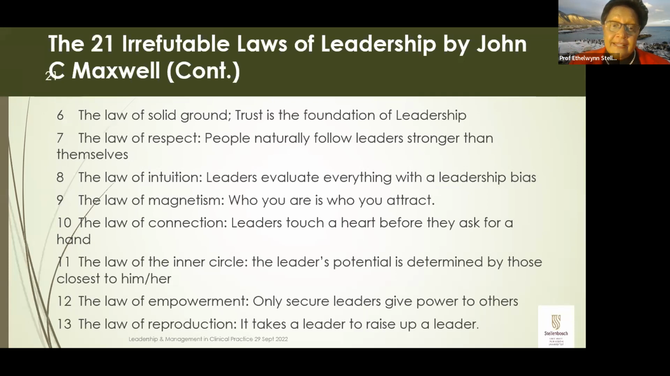And the law of magnetism: who you are is who you attract. If you're a good leader, if you are always an example, a role model, you do what's right, you listen to others, you will attract people automatically. It will come to you.